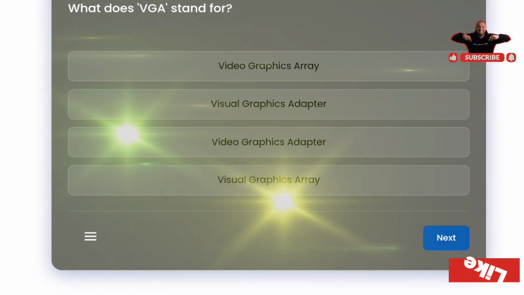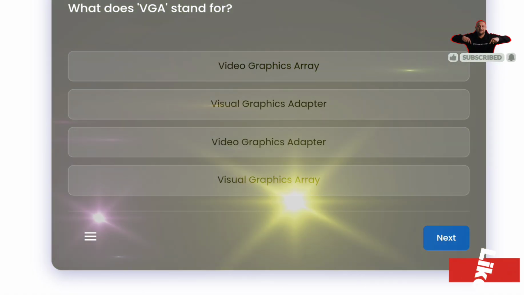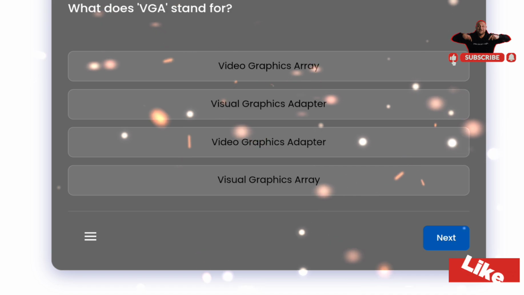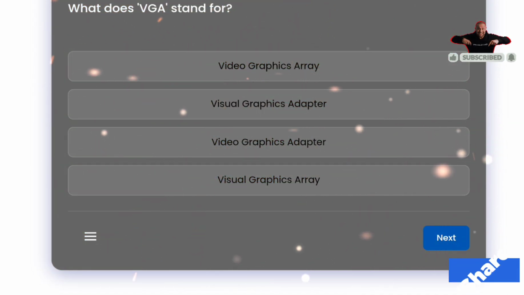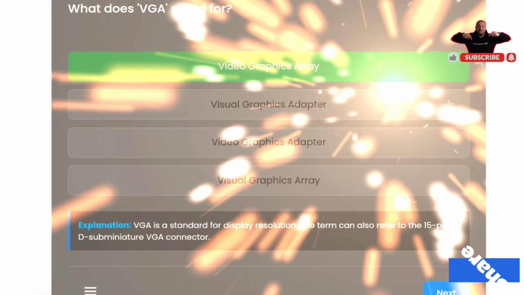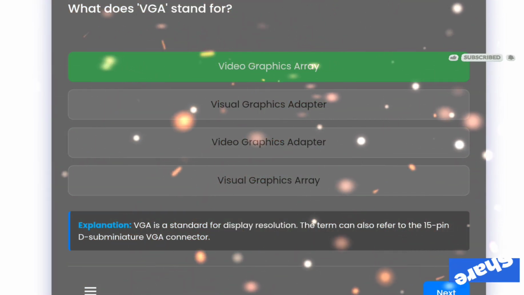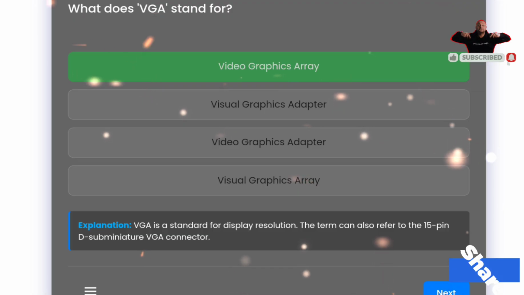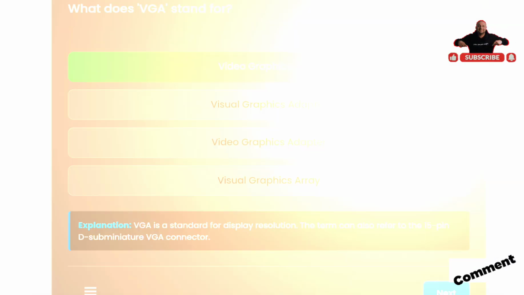Next question: what does VGA stand for? VGA वो क्या होता है? First one, video graphics array. VGA stands for display resolution. The term can also refer to the 15-pin subminiature VGA connector. VGA मतलब video graphics array.